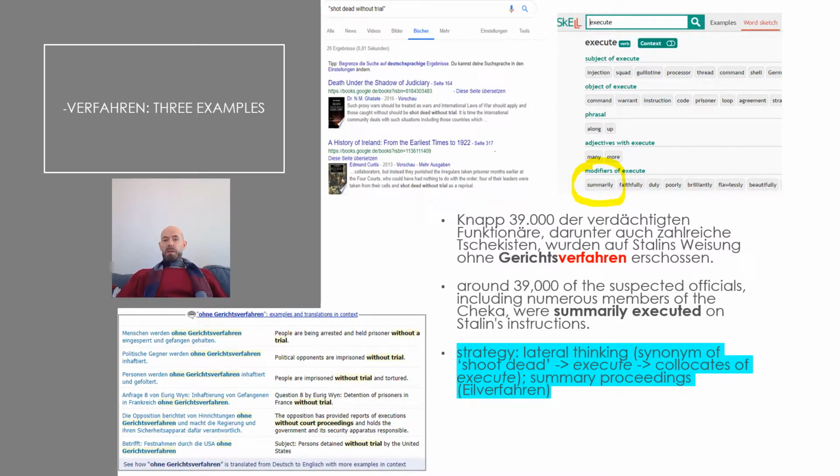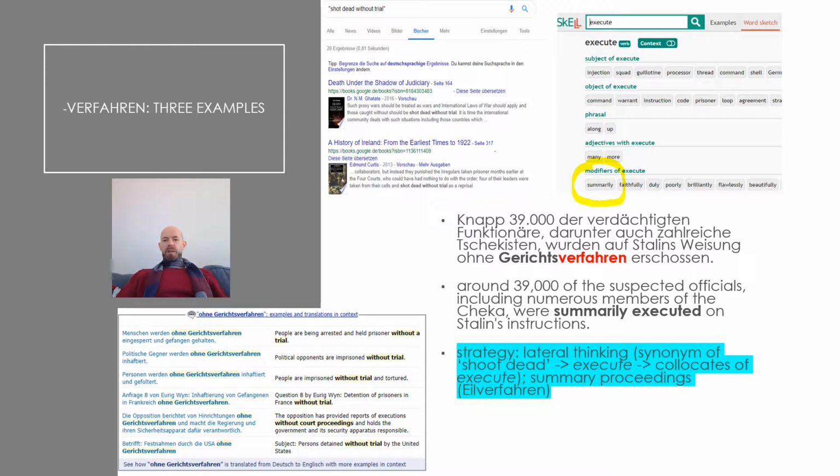Here's another example. "Knapp 39.000 der verdächtigen Funktionäre, darunter auch zahlreiche Tschechisten, wurden auf Stalins Weisung ohne Gerichtsverfahren erschossen." So this is about Russian history, the waves of exterminations carried out by Stalin, and this needs to be translated as: around 39,000 of the suspected officials, including numerous members of the Cheka, were summarily executed on Stalin's instructions.